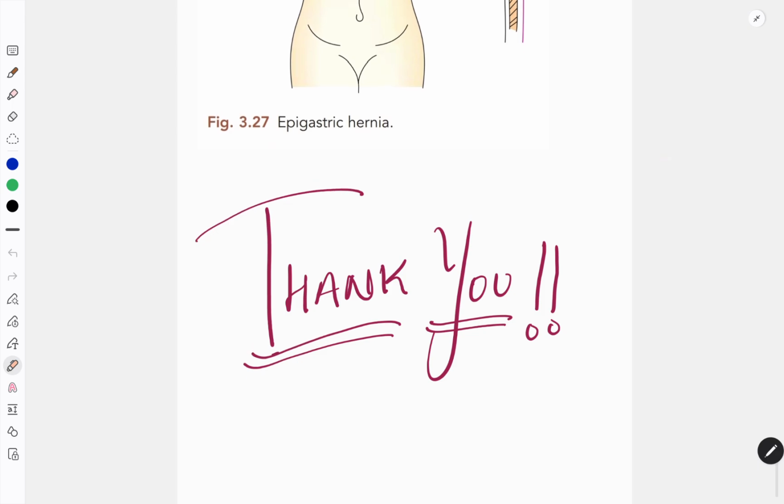So this is it about your rectus sheath, its formation, contents and clinical correlation. This is a very short and nice topic. If this comes, you need to score well.